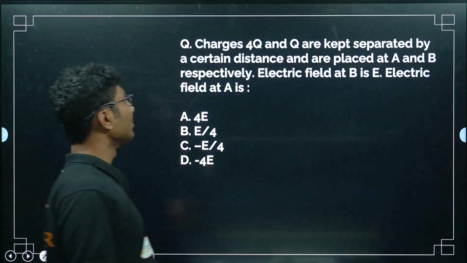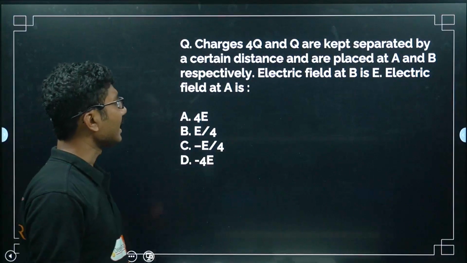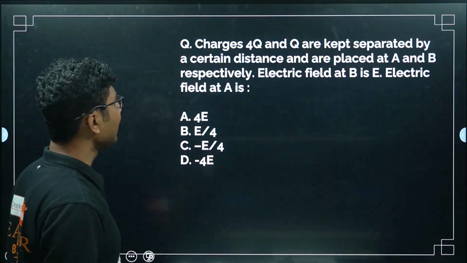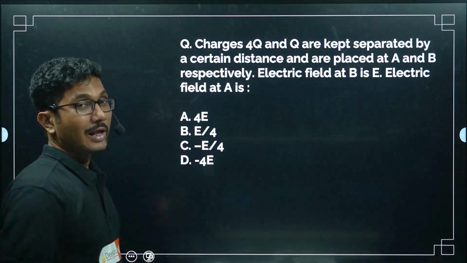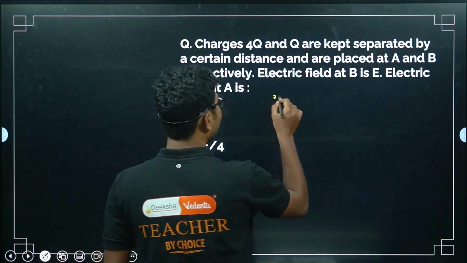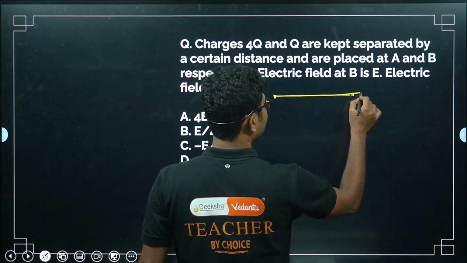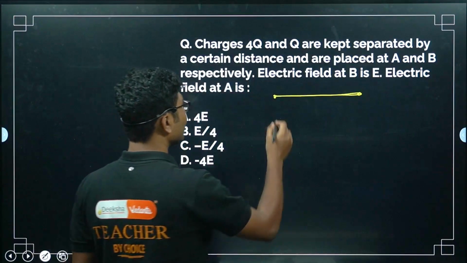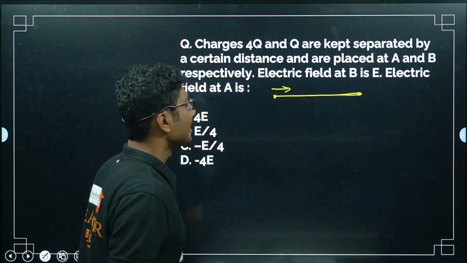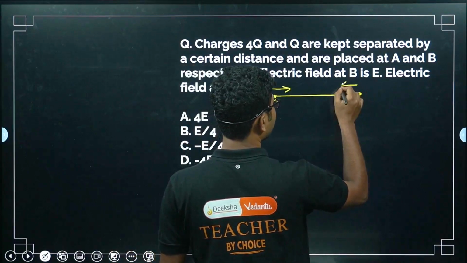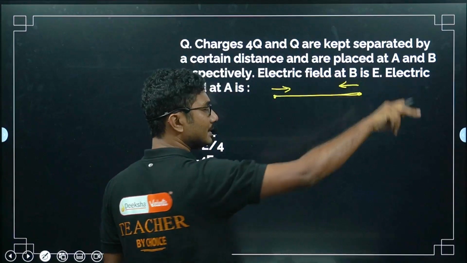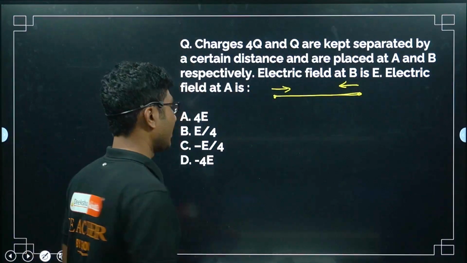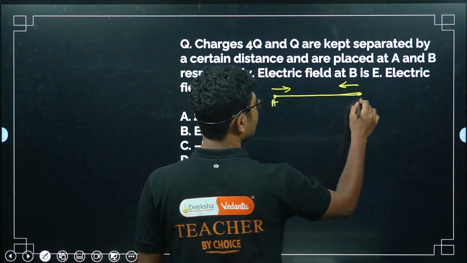Charges 4q and q are kept separated by a certain distance and are placed at A and B respectively. The electric field at B is E. The electric field at A is. Very, very interesting and conceptual question. If you understand this concept, you can answer this easily. From the third law of motion, we know that whatever force is acting on this, the same force is acting on this, but in the opposite direction. Same magnitude of force but in opposite direction. Now this is A, suppose this is B.